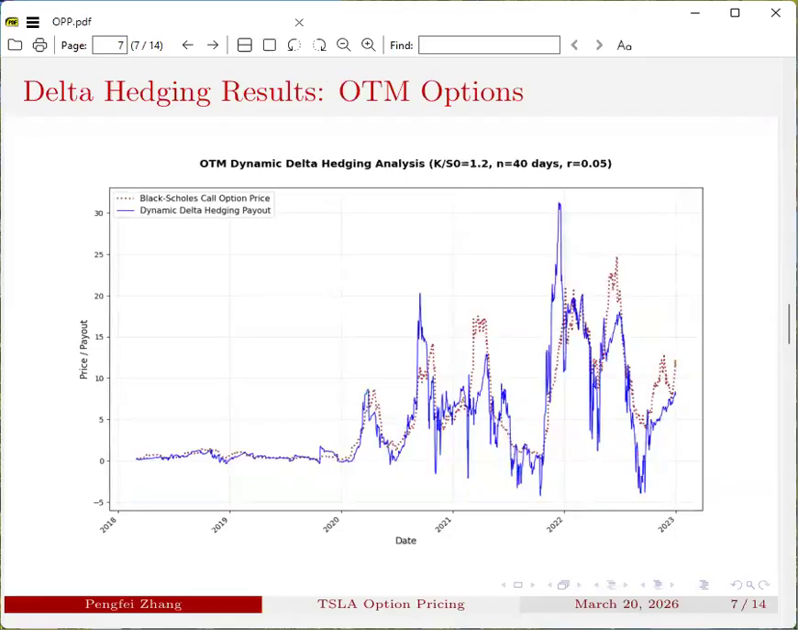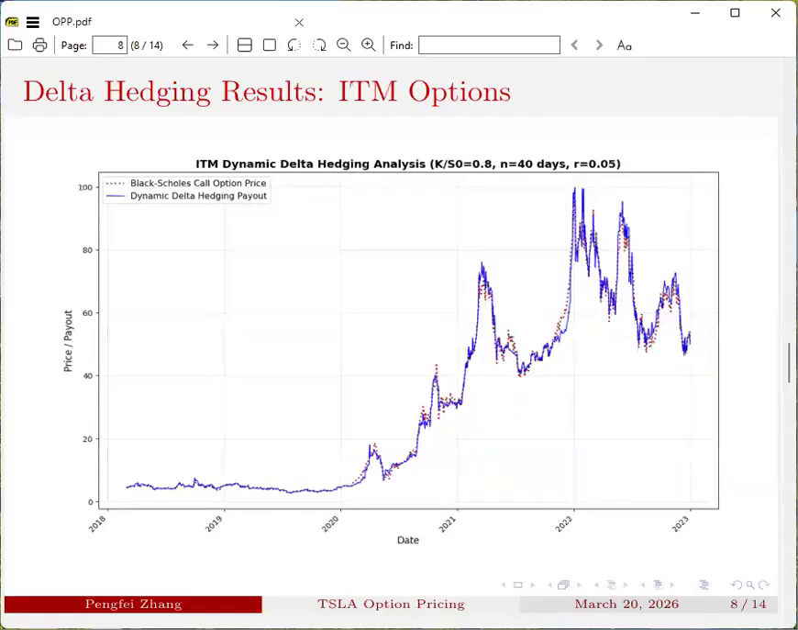The same pattern holds for the out-of-the-money options and for the in-the-money options. We omitted the unhedged payoff since it's the same as in the previous case.